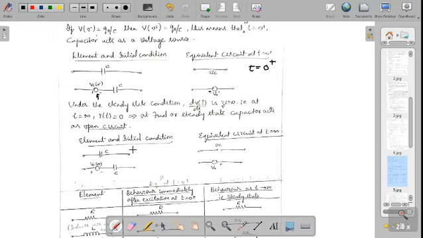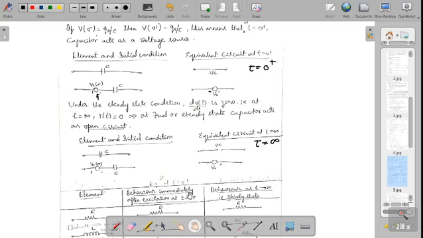Next, let's consider a capacitor at t is equal to infinity. At time t is equal to infinity, it behaves as an open circuit. You observe here, at t is equal to 0 plus, it acts as a short circuit. At t is equal to infinity, it acts as an open circuit. Now, if the capacitor was carrying some voltage in the past history, it can be represented by some voltage source. So this is regarding the capacitor.